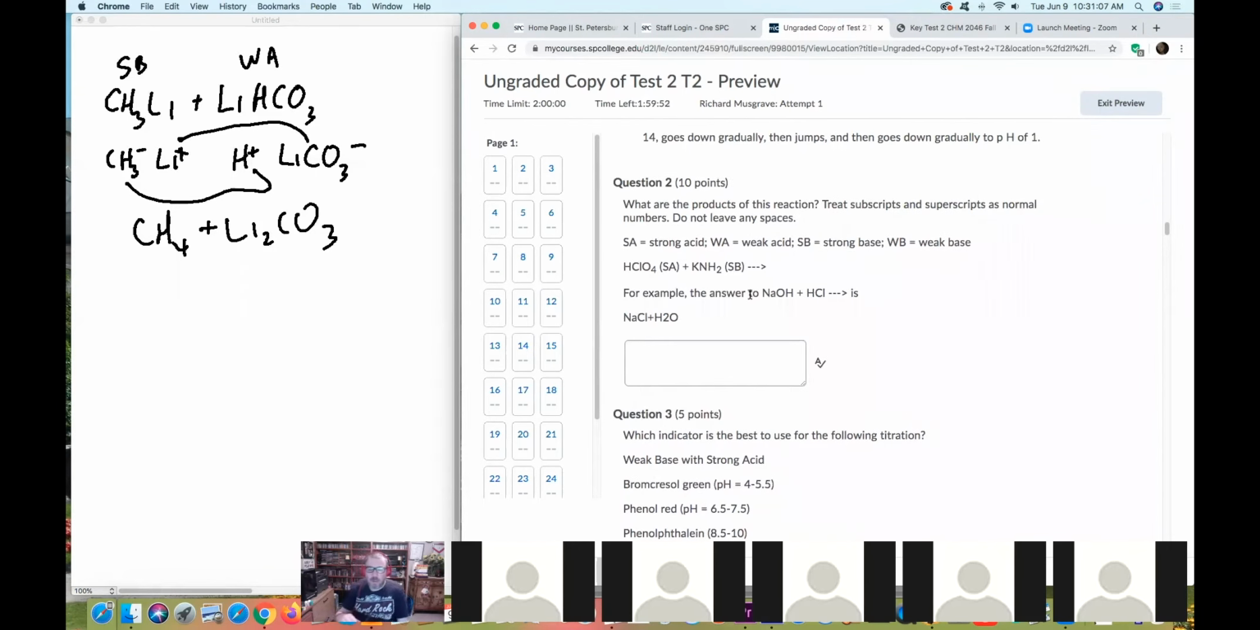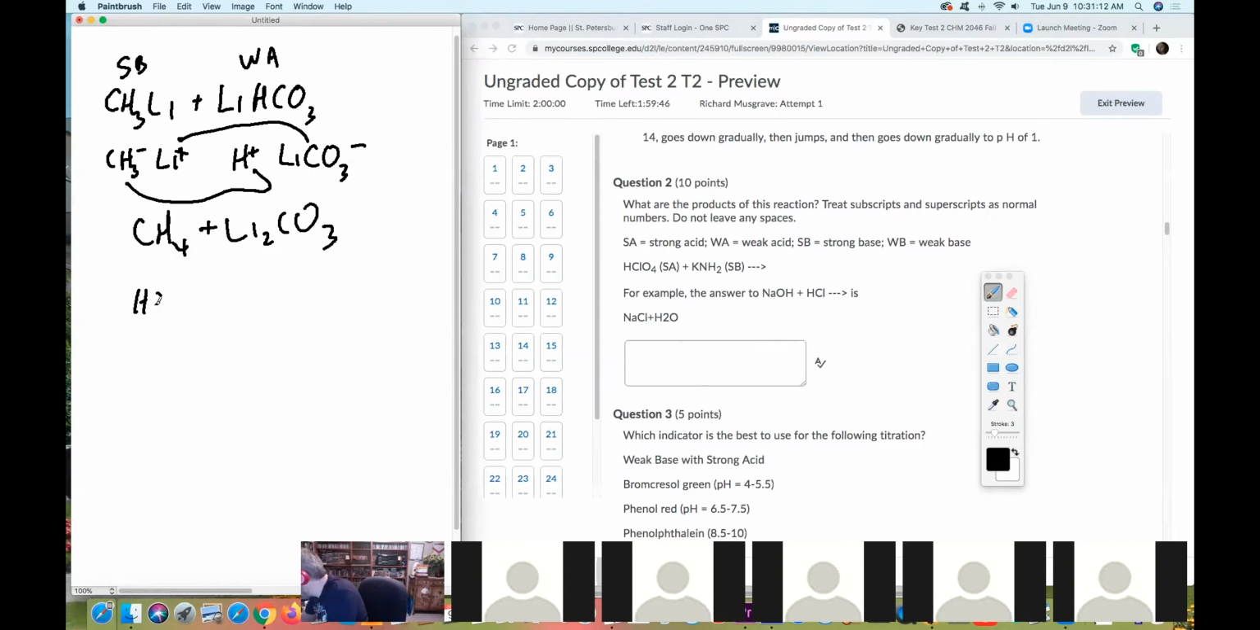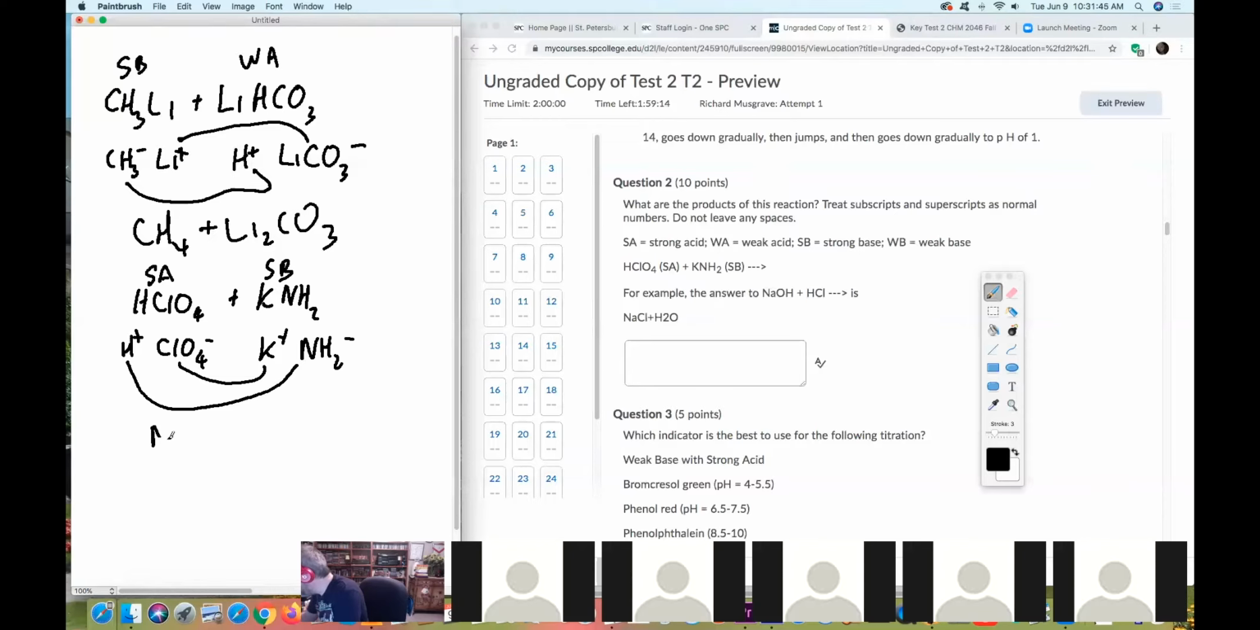Okay, HClO4, KNH2. And we're told that HClO4 is a strong acid, but again, all that matters is it's an acid. And then we've got a strong base here as well. That's going to be H plus and ClO4 minus. And the other part's going to be K plus and NH2 minus. And you'll see that K plus joins with the ClO4 minus, and the H plus joins with the NH2 minus, and we get NH3 plus KClO4.